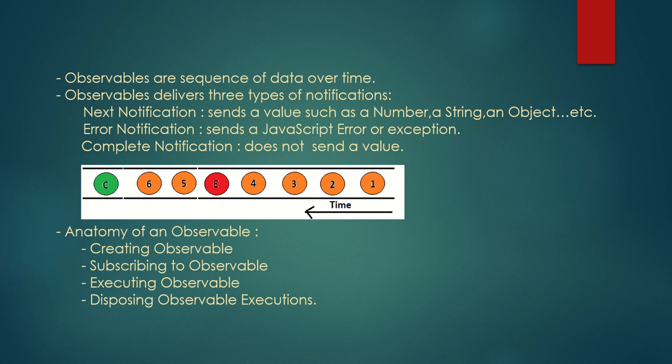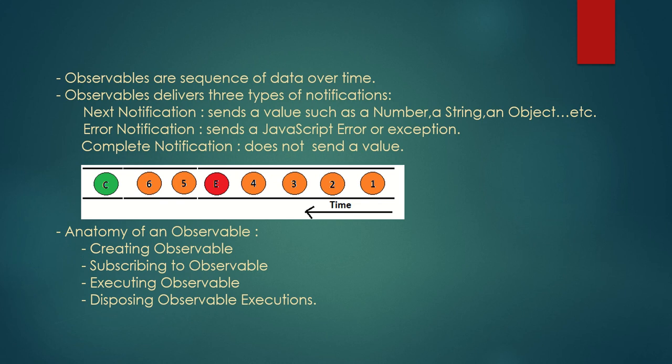Basically, observables deliver three types of notifications: next notification, error notification, and complete notification. Next notification contains the actual data values like numbers, simple text, objects, and events. Error notification contains only JavaScript error or exception details. This notification will be delivered from the observable when the observable is in a fault state. So no further values will be delivered once an error notification is generated.